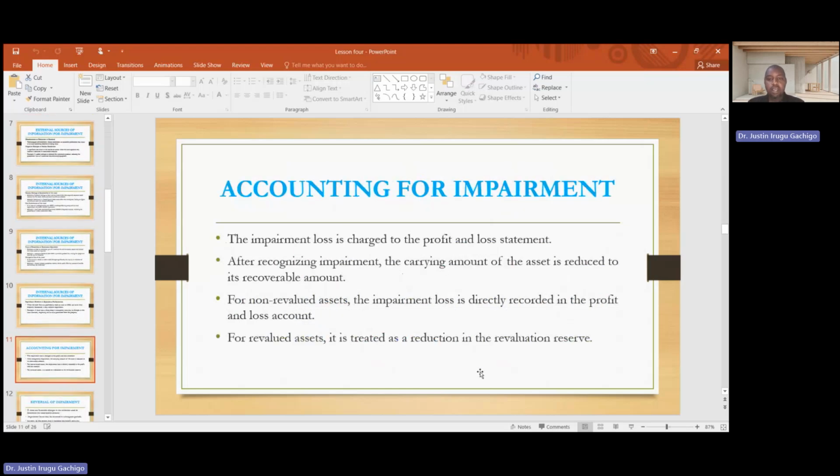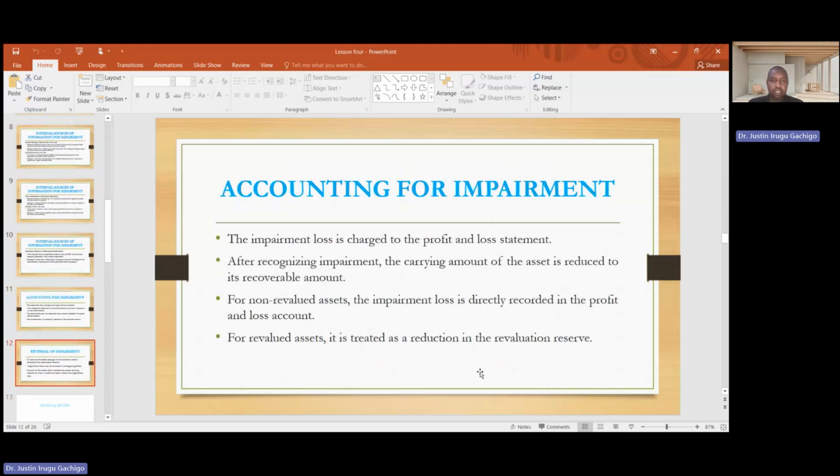So let us look at the accounting for impairment. The impairment loss is charged to the P&L or the profit and loss statement. After recognizing impairment, the carrying amount of the asset is reduced to its recoverable amount. For a non-revalued asset, the impairment loss is directly recorded in the P&L. For a revalued asset, it is treated as a reduction in the revaluation reserve. So we are going to see those statements in practice in the next few slides.